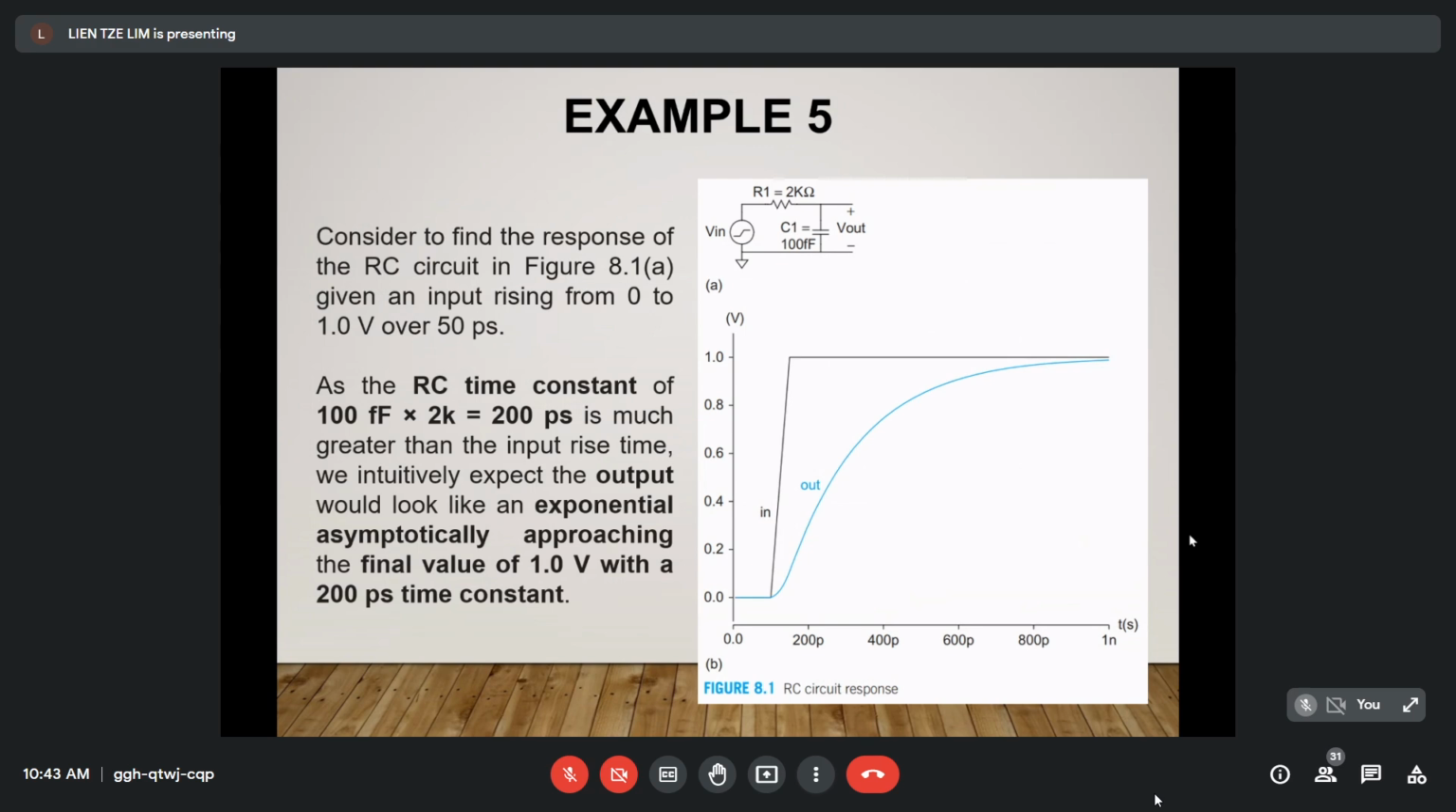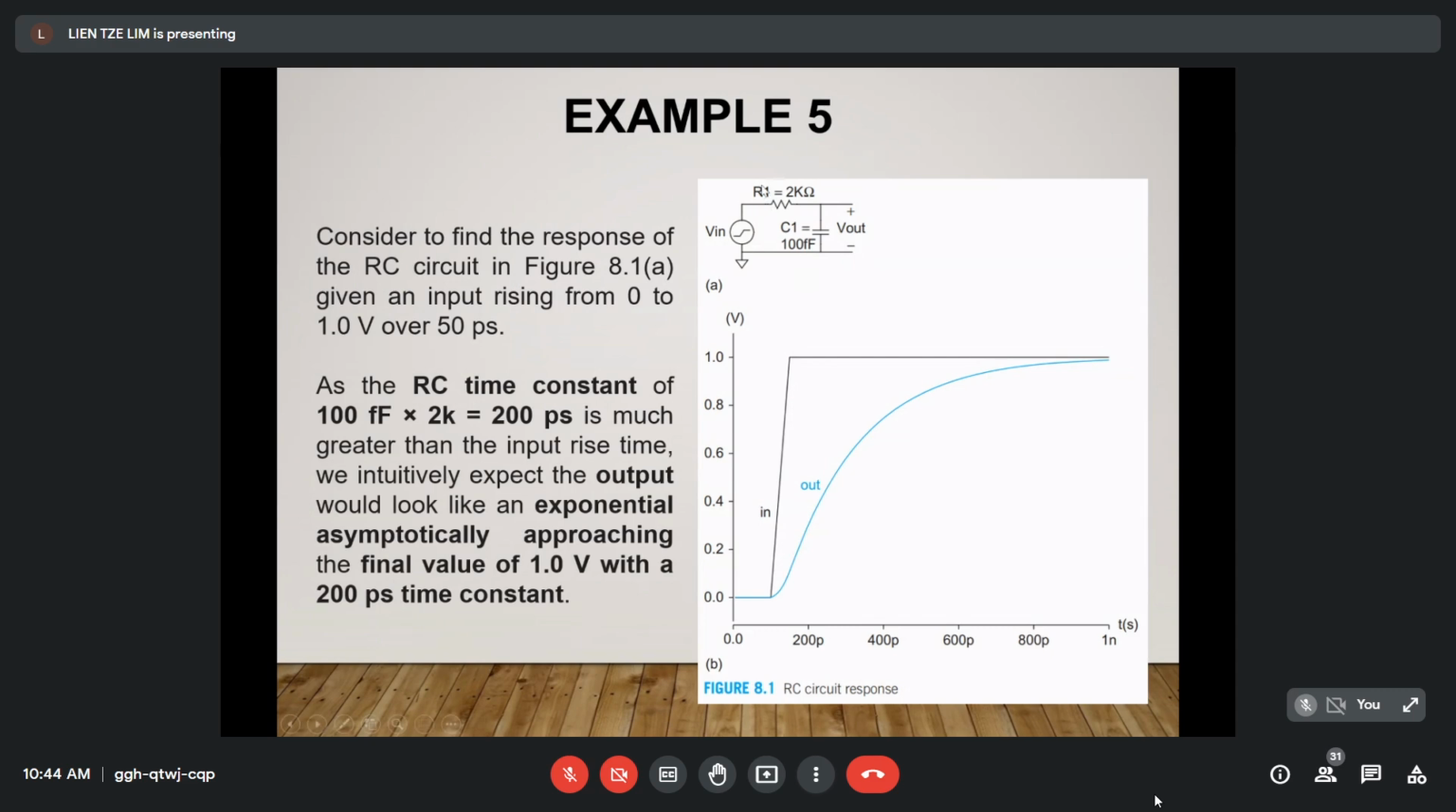I will start with example 5. In this example, consider finding the response of the RC circuit in figure 8.1a, given an input rising from 0 to 1 volt over 50 picoseconds. The circuit in figure 8.1a has a voltage source, a resistor, and a capacitor. This is R and C. We call this an RC circuit because there is a resistor and a capacitor here.